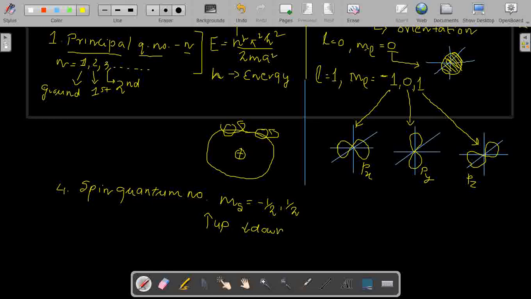So if you have 2 electrons, they will have 4 quantum numbers associated with each of them: n, L, ml, and ms. So n, L, and ml might be the same, and ms might be plus half and minus half, and this will differentiate the 2 electrons, and they can occupy the same quantum level. So that's it for the quantum numbers that we have in the vector atom model.